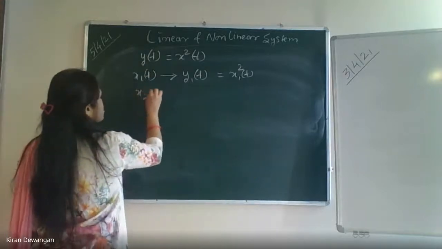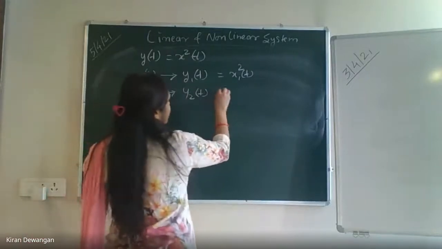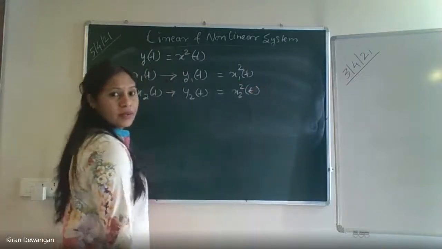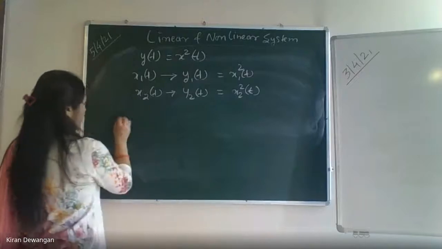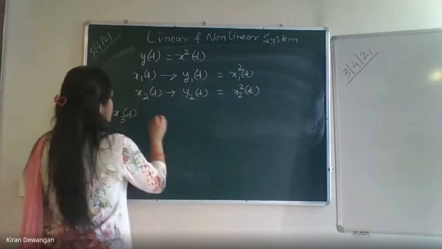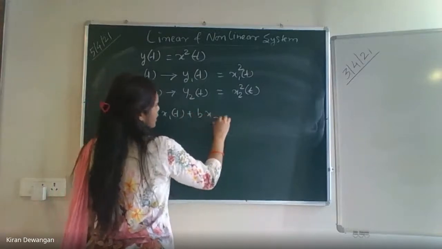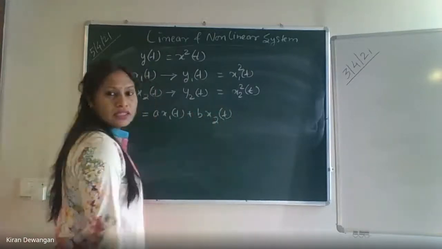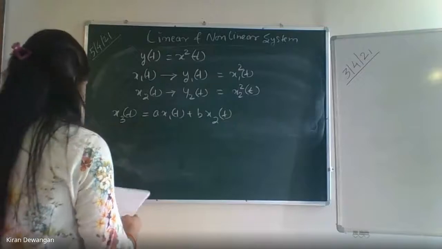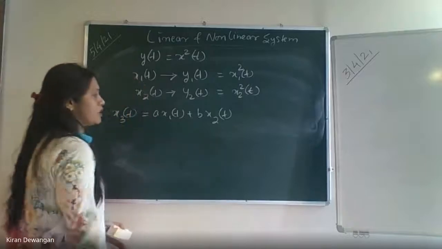Now if I take x2t as my input, then the output will be y2t. Now here this becomes x2 square t. This is the square term, x2 square t. Now if I take x3t, that is the linear combination of the inputs, this is a x1t plus b x2t. So x3t is a x1t plus b x2t. This will remain fixed.